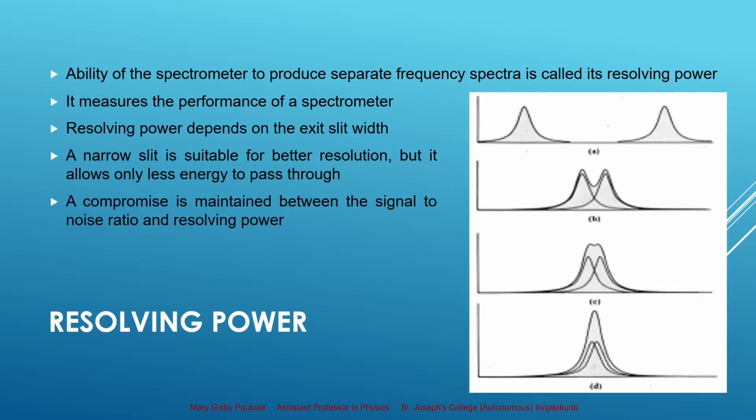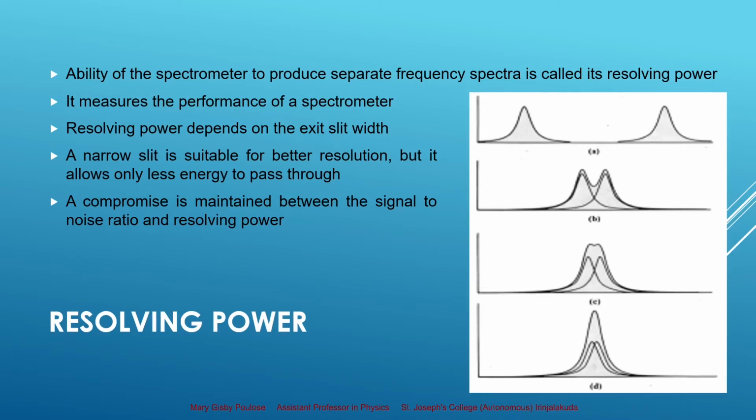Now, the resolving power is a measure of the performance of the spectrometer. How well does the spectrometer perform? And that depends on the exit slit width. So a narrow slit is suitable for better resolution. But what happens here is when the slit becomes narrower, the amount of light passing through will also reduce, and the intensity of that spectrum will decrease.